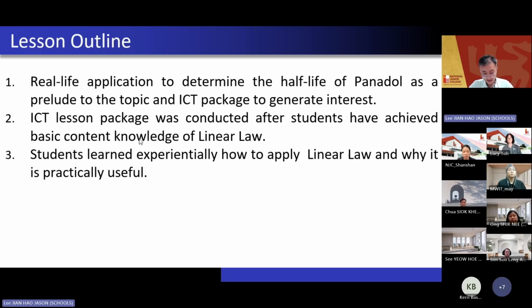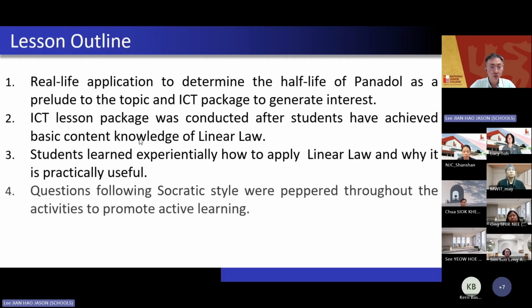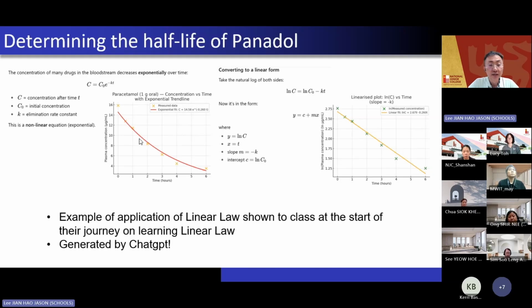All right, and in this lesson package, students will learn experientially how to apply linear law and why it's practically useful. And questions following Socratic style will pepper throughout the activities in order to promote active learning. Right. So first, this deck of slides was created to help students see that linear law can actually be pretty useful.